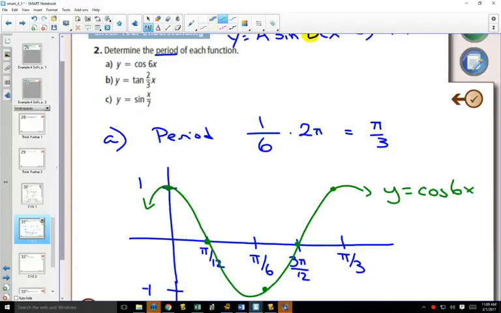So notice that we didn't take the points from our parent graph and multiply all the x values by 1/6. We sort of used this idea of a period to do it quicker. So if I know that my period was 2 pi and now I'm multiplying by 1/6, my new period is going to be pi over 3. I can mark that new period and divide it into 4 equal sections.